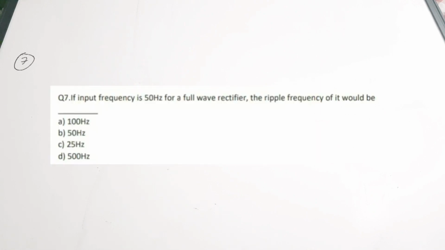If input frequency is 50 Hz for a full wave rectifier, the ripple frequency of it would be dash. This is a very famous, commonly asked type of question. The input frequency will be given, and you will be asked the ripple frequency at the output side. Okay. So for a full wave rectifier, your ripple frequency will be equal to your input frequency.